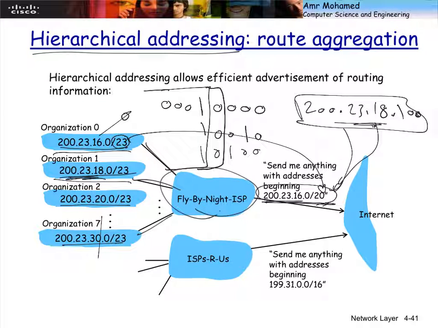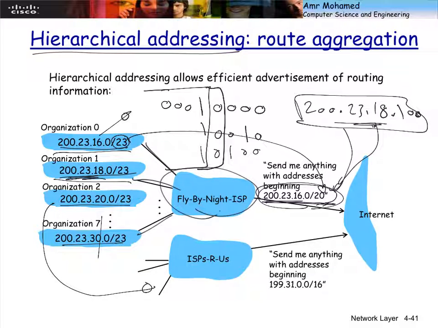So anyone who wants to send to any of these subnets can send to me using this address, and I will be able to route it accordingly. So can we, in that case, move any of these organizations to this other ISP?